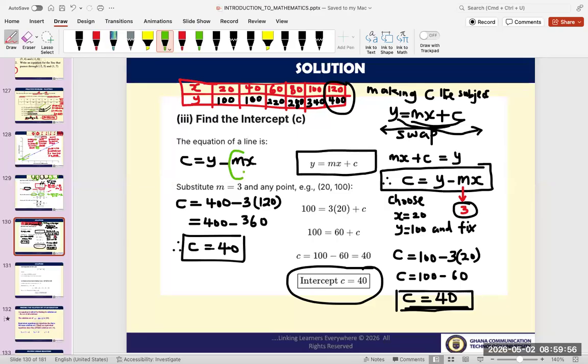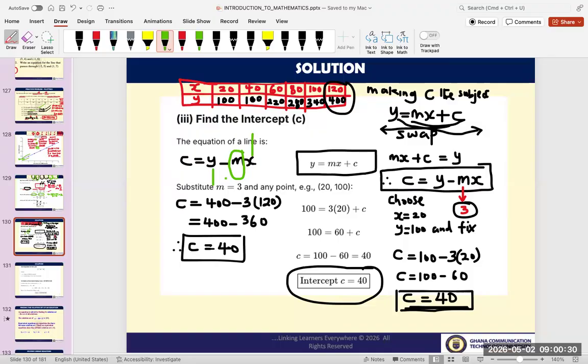Look at the slope. As for this y and x there, you are finding it from the table, so there's no problem. But if your m is wrong, it's going to affect the c. Then the c will be wrong. That is why it is always important to make sure you are calculating the m very well. There shouldn't be a problem with the m. You should get the m correct. Once the m is correct, the c will also be correct.